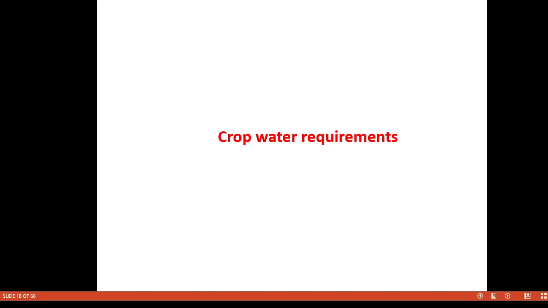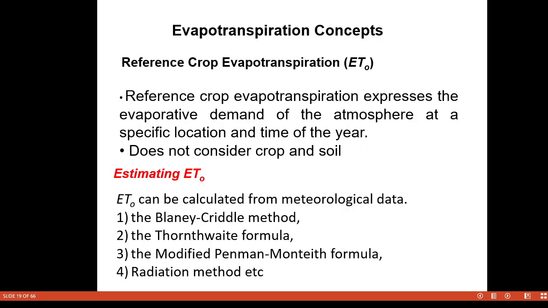Now that we have understood what evapotranspiration is and also factors which affect evapotranspiration, you also need to understand what crop water requirements are. By understanding crop water requirements, there's one concept which is the reference crop evapotranspiration. The reference crop evapotranspiration expresses the evaporative demand of the atmosphere at a specific location and also time of the year, and does not consider the crop and the soil.